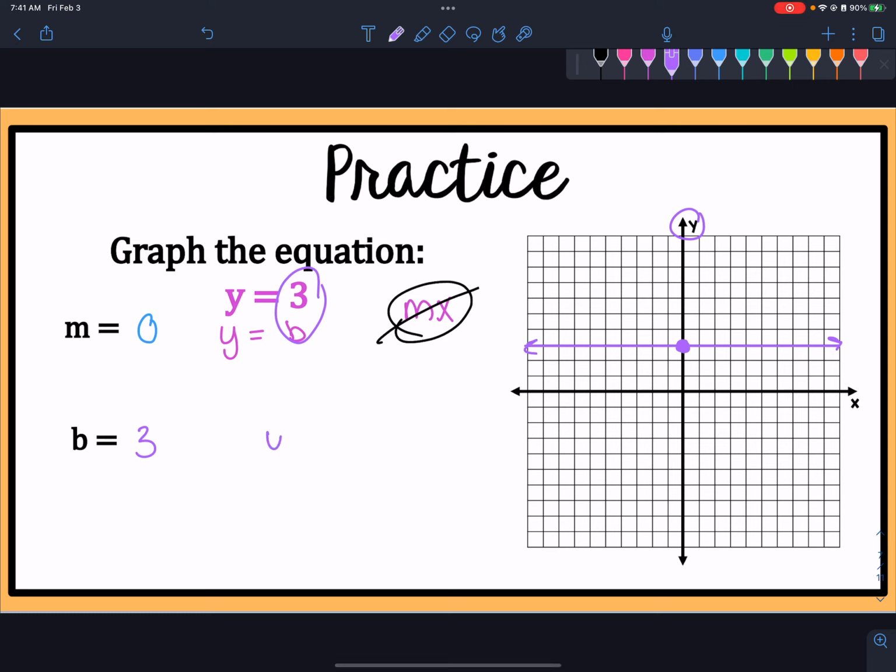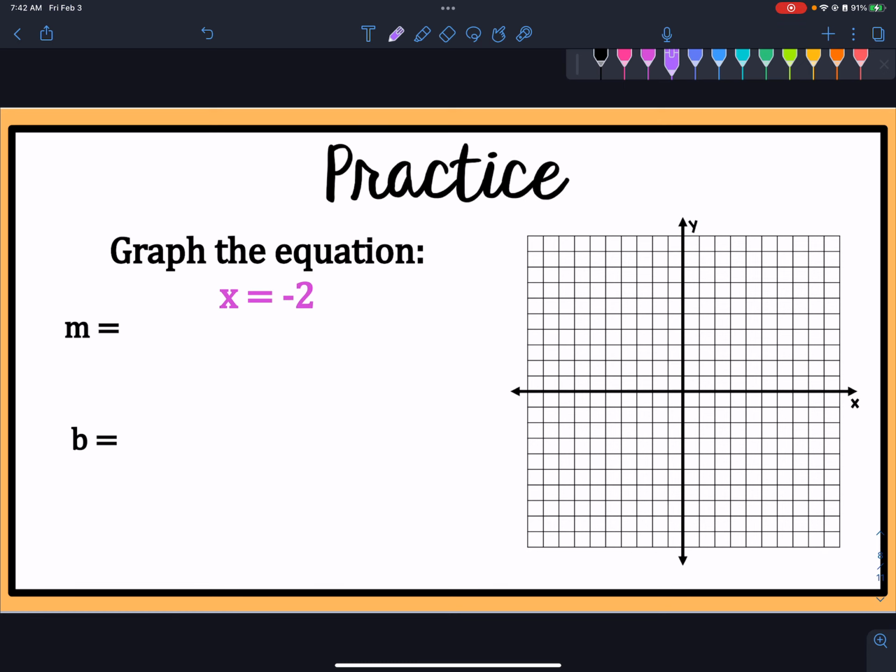Okay, so whenever you see y = a number, I want you to think horizontal line, as long as there is no x value. If there's an x value, you have a slope. Therefore, you're going to graph the slope like we just did the last ones. But if there is no x value, x is gone. That means our slope is 0, and therefore we have a horizontal line, and it's going to go through the y-intercept.